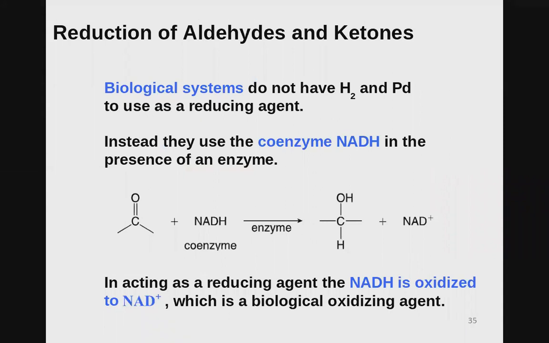Now, biological systems don't have hydrogen and palladium to use as agents. Does anybody know why that is? There are two parts here, right? Why don't we have hydrogen? Why don't we have palladium? And I say hydrogen as an H2. Does anybody know why? So it's being oxidized. That's an interesting way to think about it. So it's gone. It's not there because the hydrogen is usually being oxidized. That's one way. Yeah. Hydrogen gas that's present is usually oxidized pretty quickly.